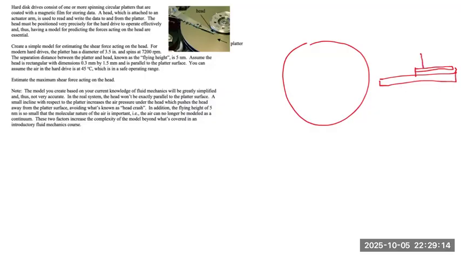So this head is rectangular, so it will look something like this. And it has dimensions 0.3 millimeters by 1.5 millimeters. And it's parallel to the platter surface. So we can assume that the hard drive is at 45 degrees Celsius, which is in safe operating range.